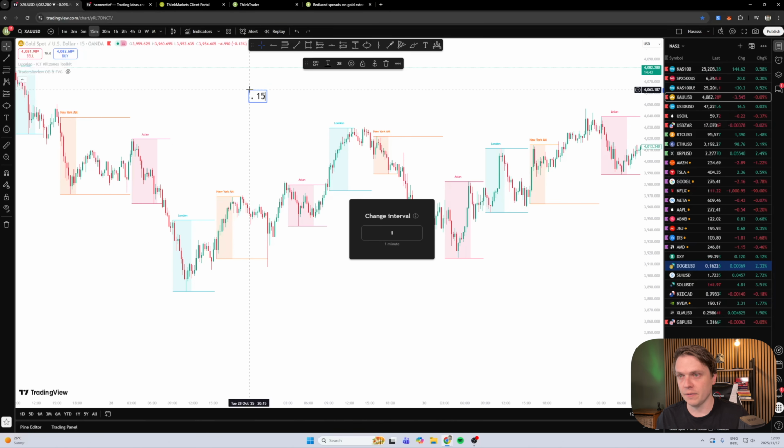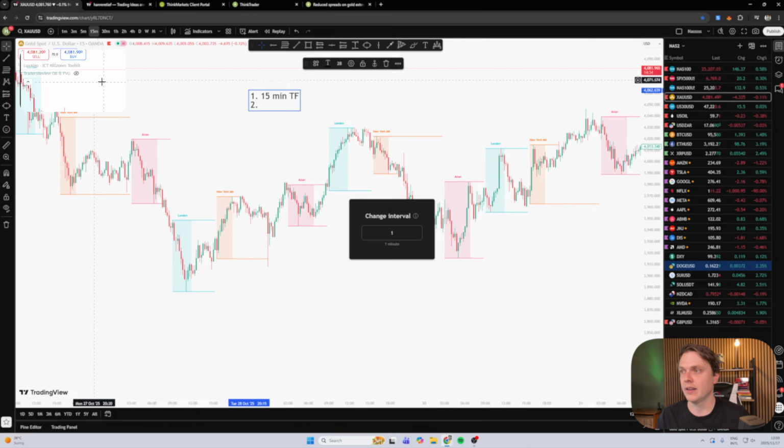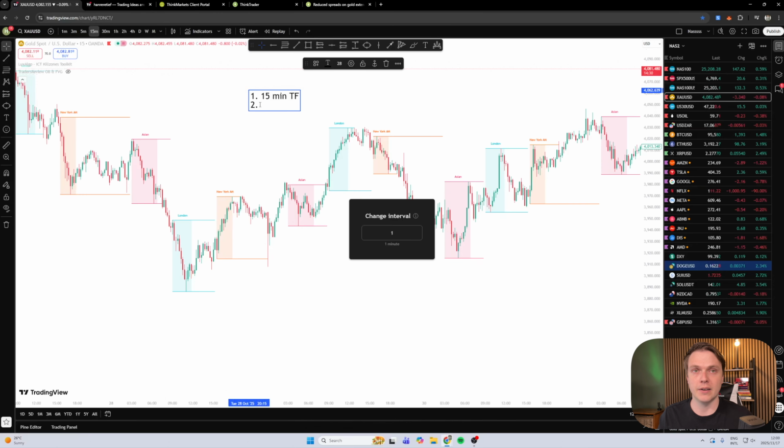We are on the 15-minute time frame. Number 2 will be to add the Lux Algo ICT Kill Zones Toolkit indicator to your chart. Okay, so it will be the Lux Algo ICT Kill Zones Toolkit. So you need to add this indicator to your chart, and you need to be on the 15-minute.